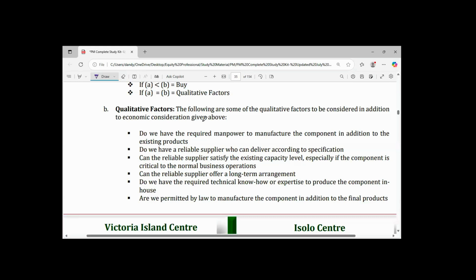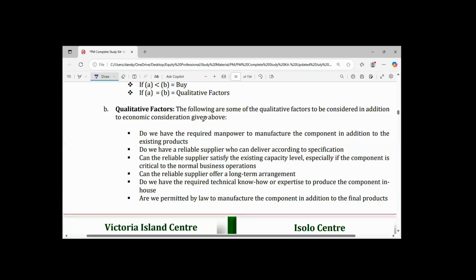So if the supplier's quotation is greater than the relevant cost of making the component, then your advice should be that the company should make the component. But if the supplier's quotation is less than the relevant cost of making the component, then it is cheaper for the company to buy from an outside supplier. And where the supplier's quotation is equal to the relevant cost of making, the company can decide to either make or buy the component depending on other qualitative factors.